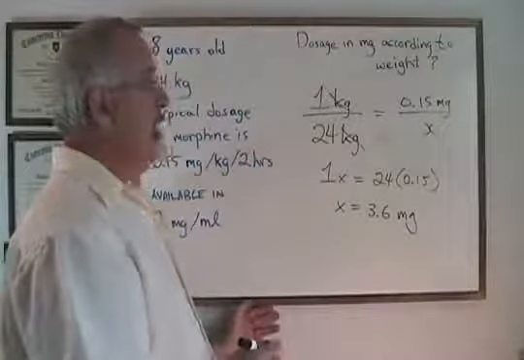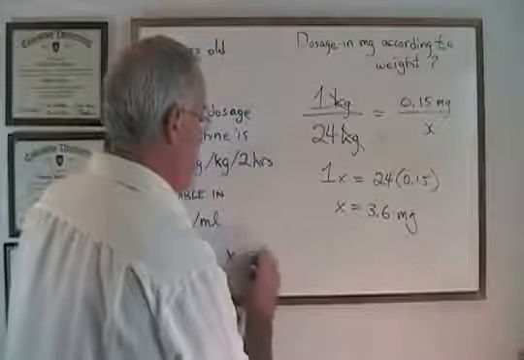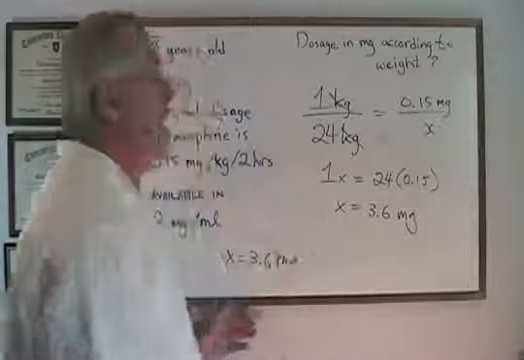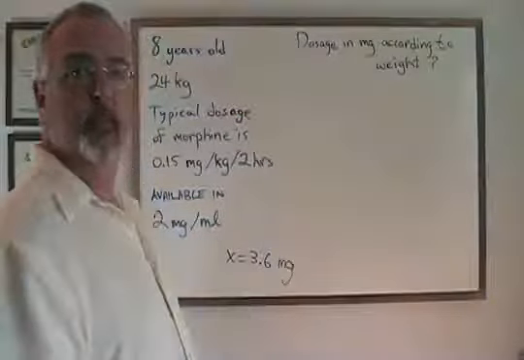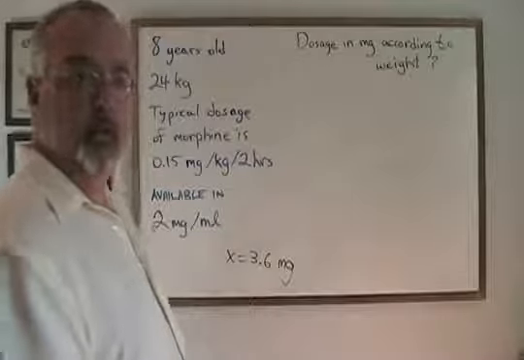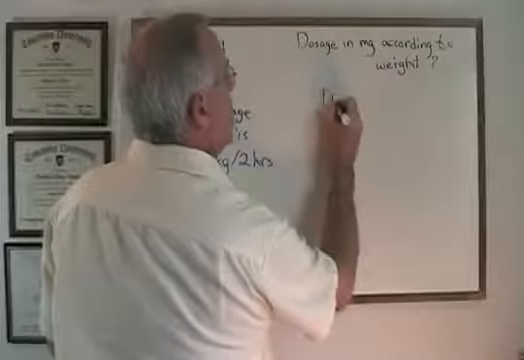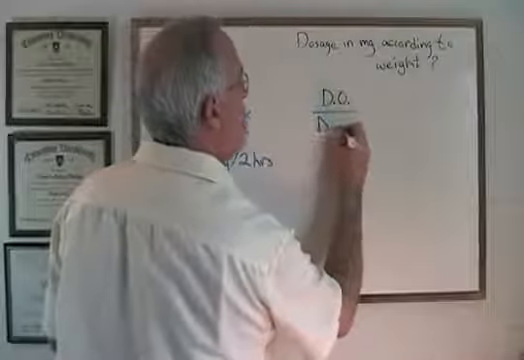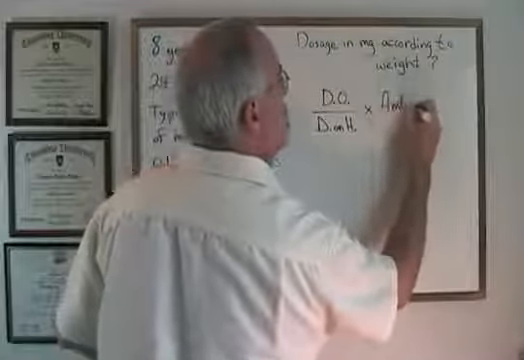We have done our first calculation. I will write the answer here. And I will make room to do the next step of the calculation. We have to calculate how many milliliters we need. Dose ordered over dose on hand times amount on hand.